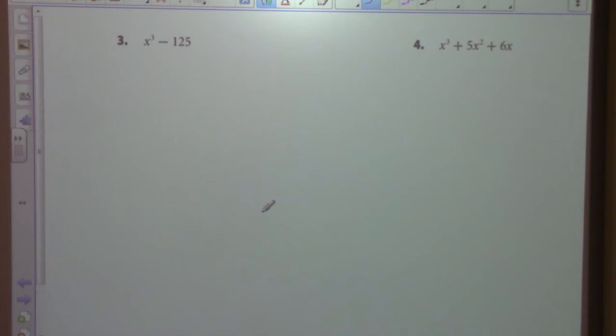Now, for number 3, which technique do you think we'll try to use? Difference of 2 cubes. So we're going to see if we have the cube root of each of these. What's going to be the cube root of x cubed? X. What is the cube root of 125? 5. It is 5.